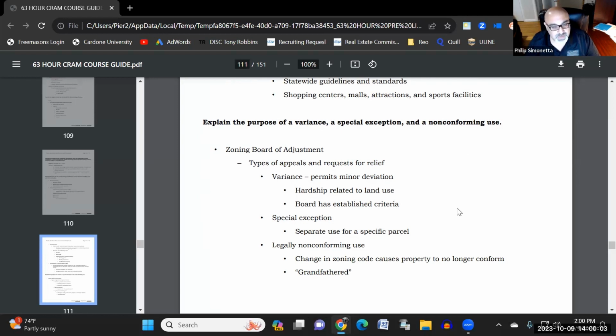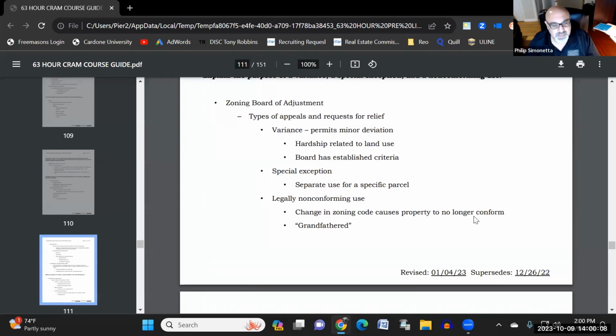And then you have to explain the purpose of variances, special exceptions, and a non-conforming use. So the zoning board of adjustment handles types of appeals and requests for relief if something doesn't fit the criteria. You can get a variance. This permits a minor deviation. Usually there's a hardship related to the land use, and the board has established criteria for handling these items from the past. There's a special exception. This is a separate use for a specific parcel. You can get an exception to put something somewhere if they allow it.